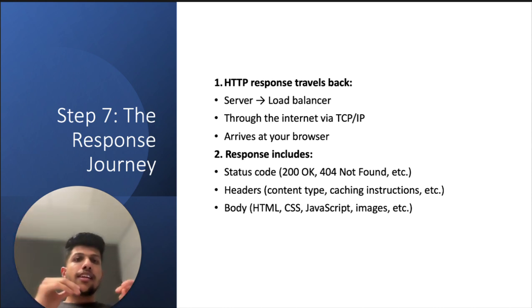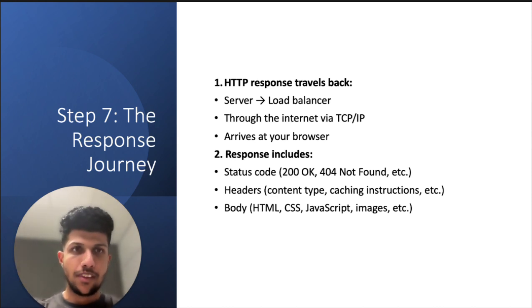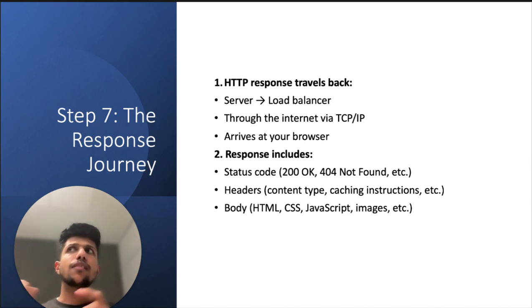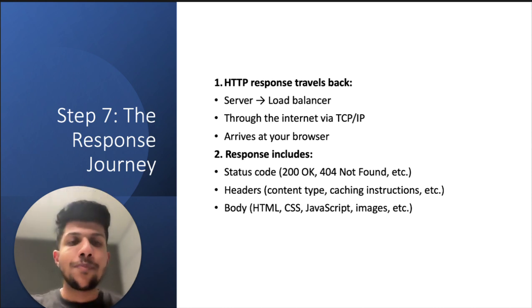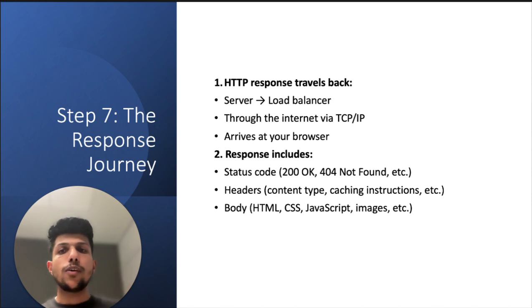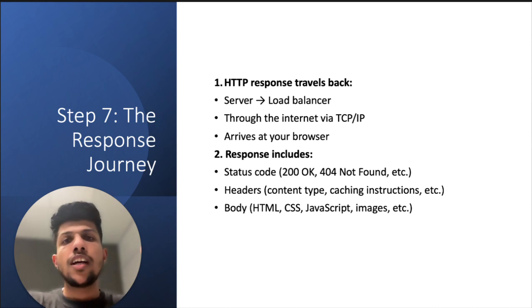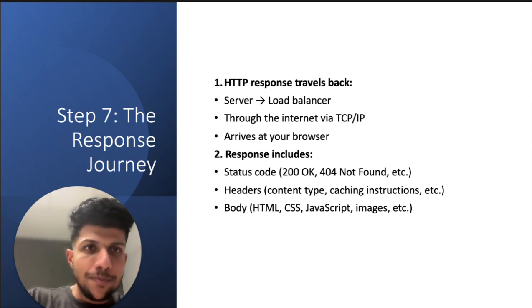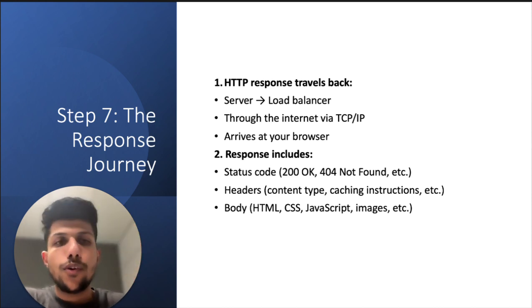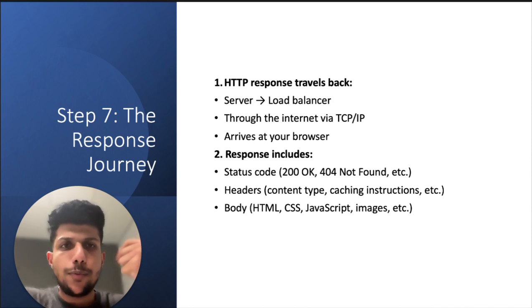The response goes from the backend server through the load balancer and through the internet via the TCP/IP connection. The response contains components like the status code. HTTP has various status codes, like 200, which says the request is fulfilled successfully. Suppose it's 404, it means not found. There are a bunch of status codes, but 200 or 201 or anything related to 200 shows it is successful. 400 shows an error. 404 means not found. There are a bunch of status codes you can look up.